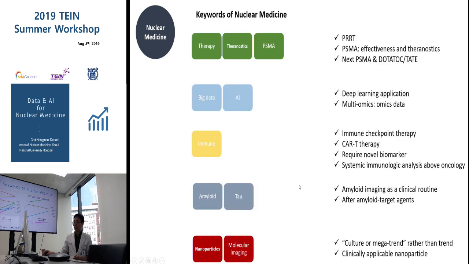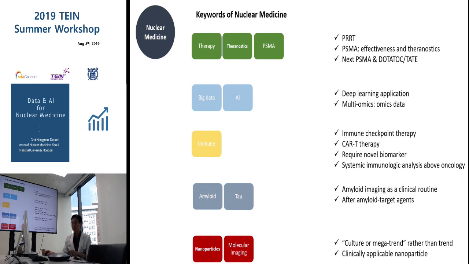So from this data, I selected 10 keywords of nuclear medicine for the current era. I grouped these keywords, as you can see here. Therapy, theranostics, and PSMA are the current hot keywords of nuclear medicine. It's related to PRRT, and recent papers show some effectiveness of PSMA PET and PSMA therapy. So one of the hottest words is PSMA.